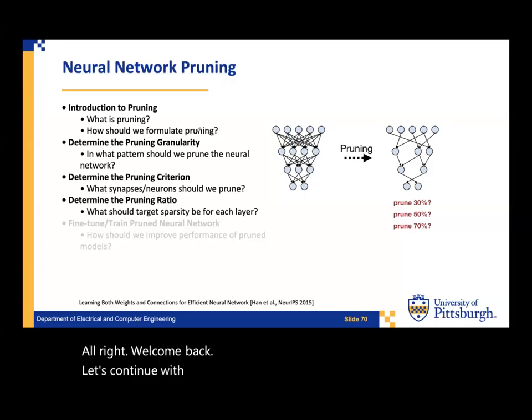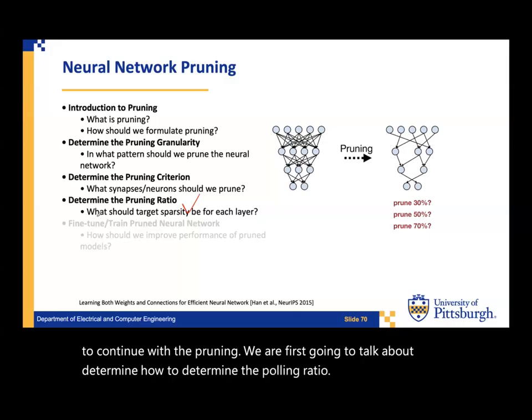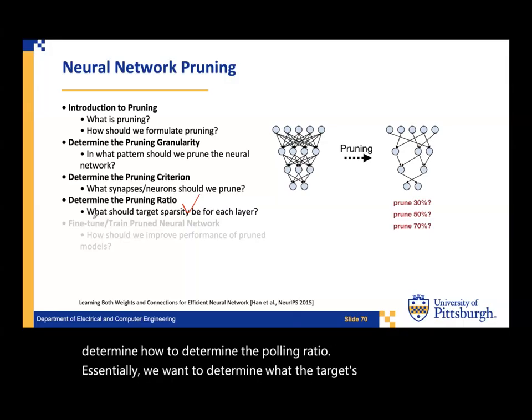So in the second lecture, we are going to continue with pruning. We are first going to talk about how to determine the pruning ratio. Essentially, we want to determine what the target sparsity should be for each layer.